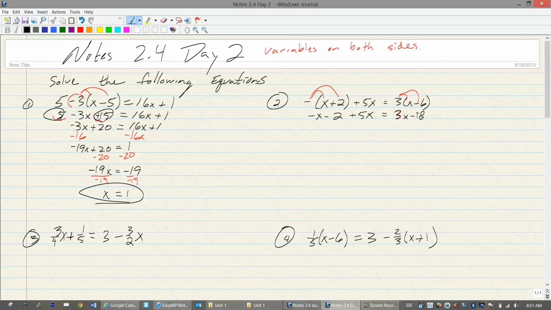We can't combine like terms on opposite sides. We can only do that on the same side. So -x plus 5 is going to be 4x minus 2 equals 3x minus 18. Now we're going to collect the variables on one side by moving them over using the inverse operation. x minus 2 equals -18.